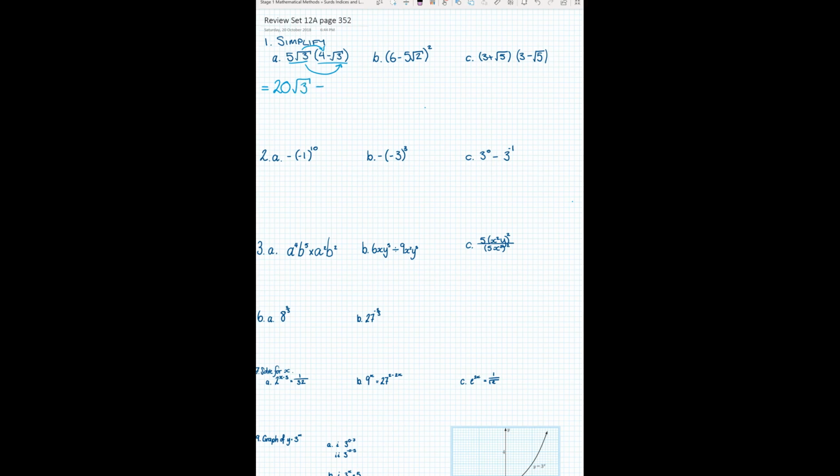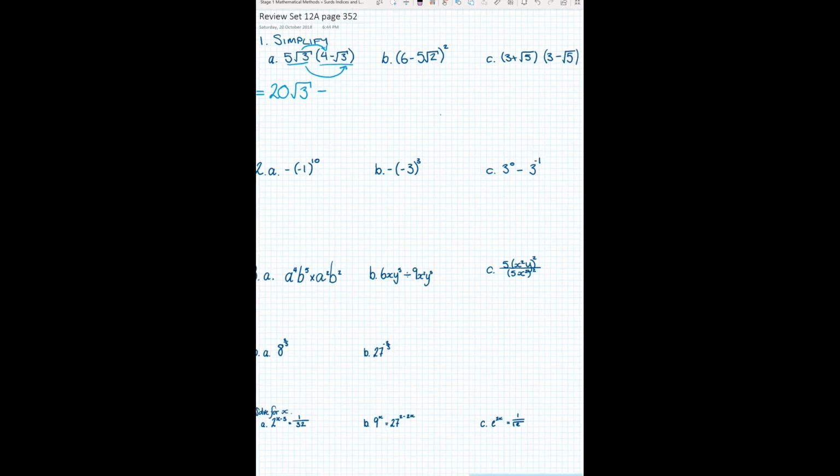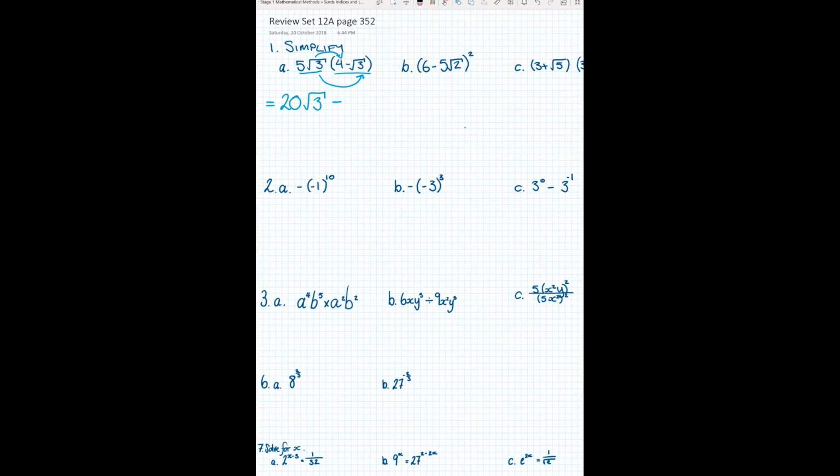We have a negative in the middle, so we'll keep that. Now we have 5 root 3 times root 3, and because we have the same numbers within our surd, we can multiply those together to get 3. And we get 5 times 3. So our solution is 20 square root of 3 minus 15. And always make sure you simplify these solutions as far as you can.